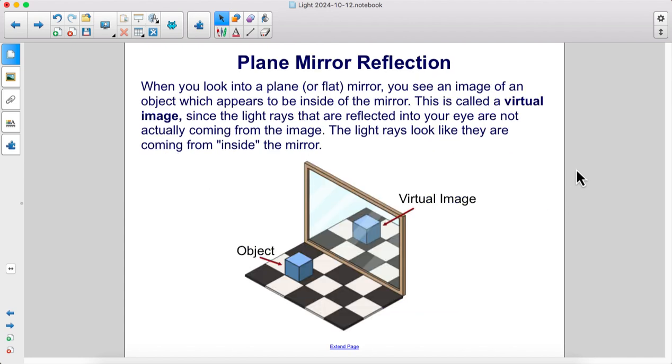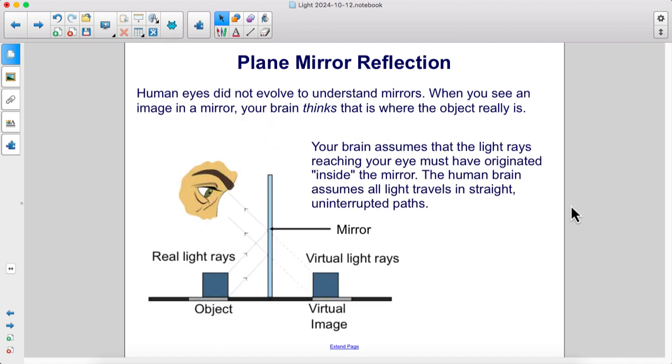When you look into a plane or flat mirror, you see an image of an object which appears to be inside of the mirror. This is called a virtual image, since the light rays that are reflected into your eye are not actually coming from the image. The light rays look like they're coming from inside the mirror. Human eyes did not evolve to understand mirrors. When you see an image in a mirror, your brain thinks that that is where the object really is. Your brain assumes that the light rays reaching your eye must have originated inside the mirror. The human brain assumes all light travels in straight, uninterrupted paths.